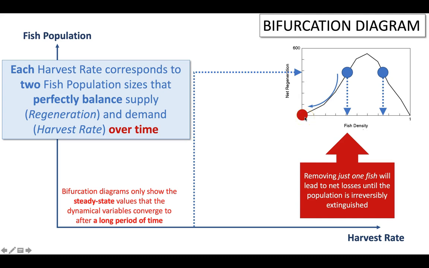So there's another sort of implicit hidden equilibrium, and that equilibrium is the no fish equilibrium. So if you start with no fish, it doesn't matter what harvest rate you want.